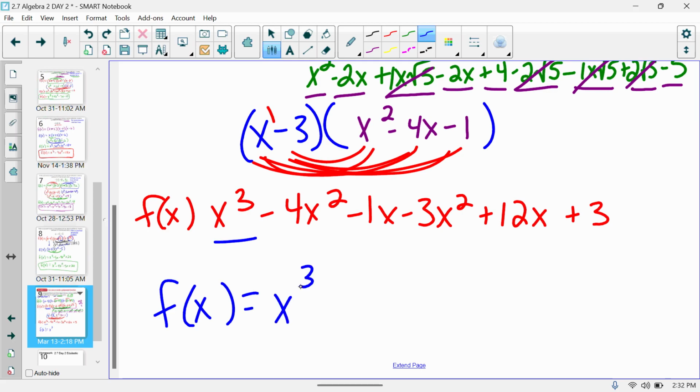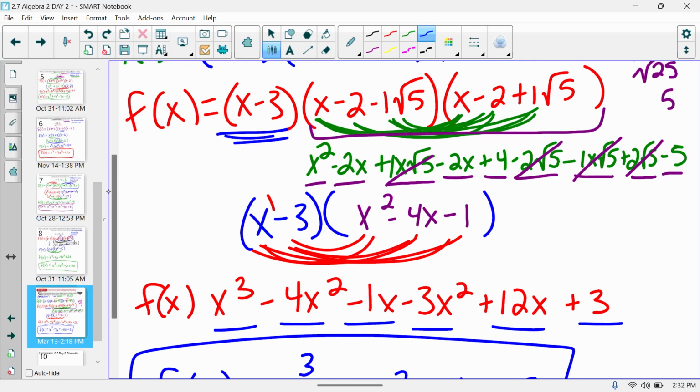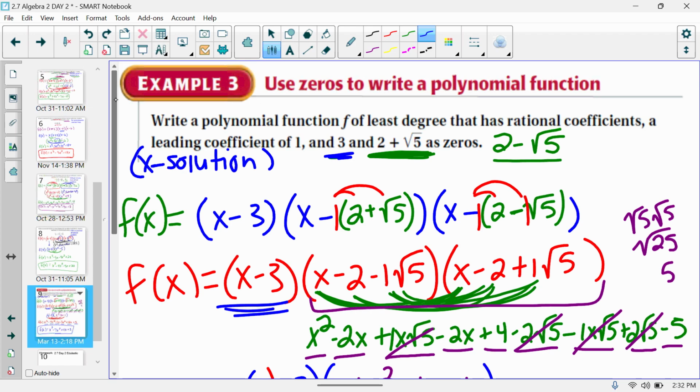So we need the highest degree first. -4 minus 3 is going to give us -7x squared. -1 plus 12 is going to give you +11x, and then we have our +3 on the end. Again, very easy to check it. You could graph it in your calculator and make sure it really crosses the x-axis at these 3 places.